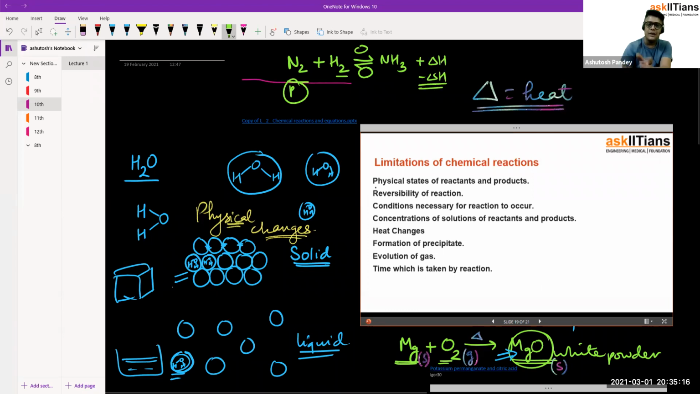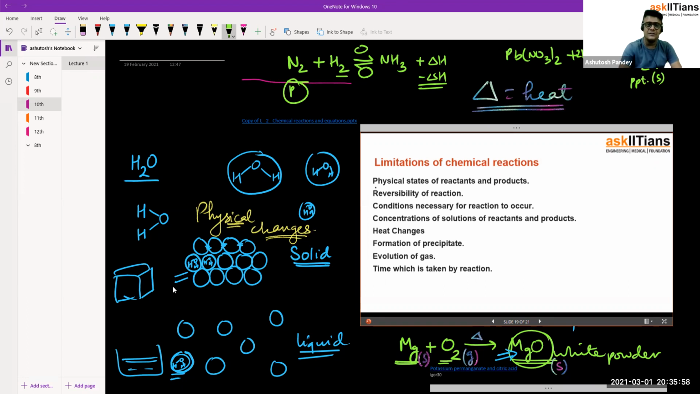Then formation of precipitate. I explained that if, let's say, we have this reaction, Pb(NO3)2 plus 2KI, or we can simply write KI here, then we can write PbI2. We can represent the formation of precipitate either by this downward arrow, or by writing ppt here, or by writing solid here. Either the arrow or ppt or solid can be used. Then evolution of gas, I already explained.